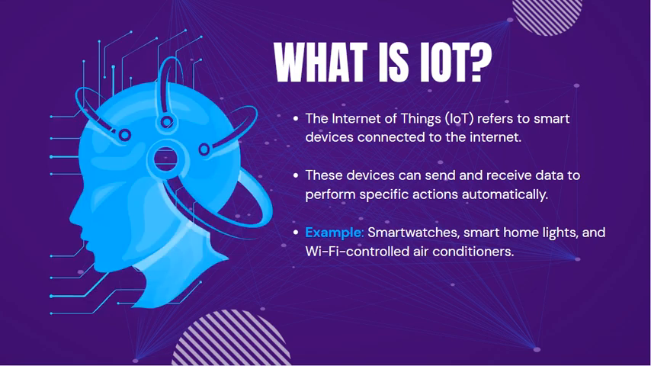What is IoT? IoT, or the Internet of Things, refers to smart devices connected to the Internet. These devices can send and receive data to perform specific actions automatically. Examples are smartwatches, smart home lights, and Wi-Fi controlled air conditioners.